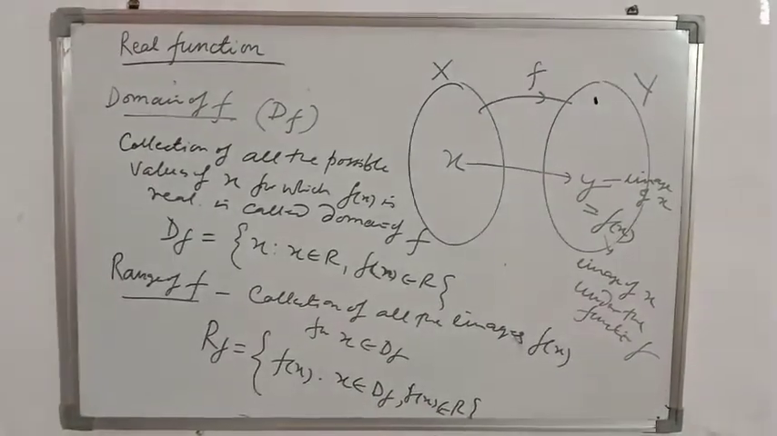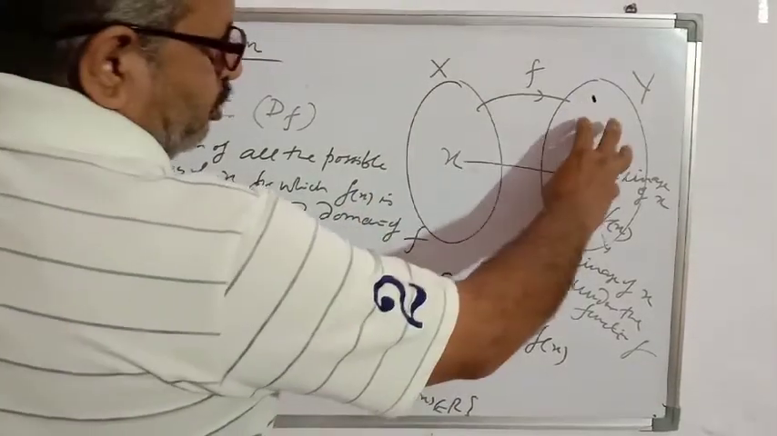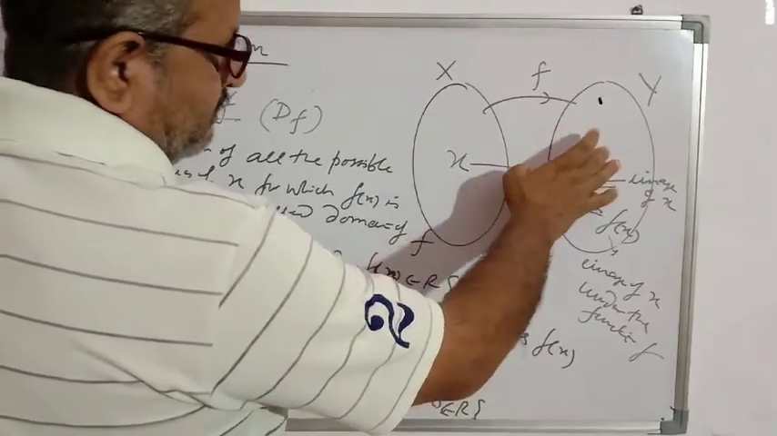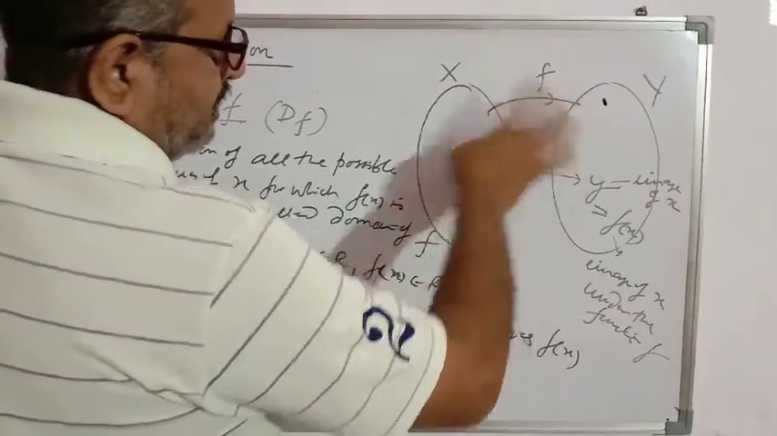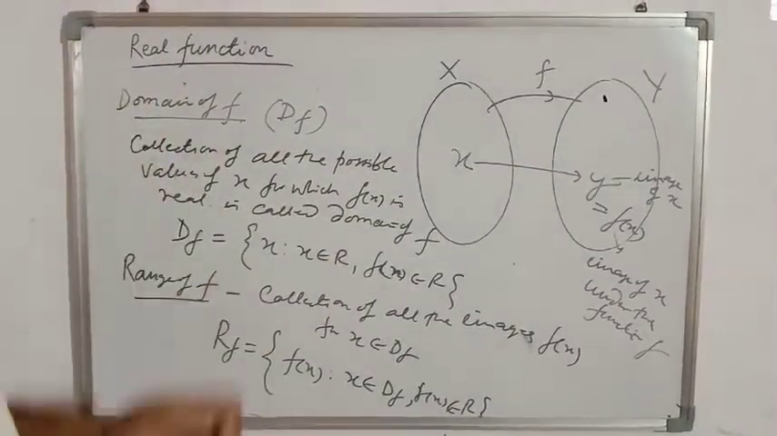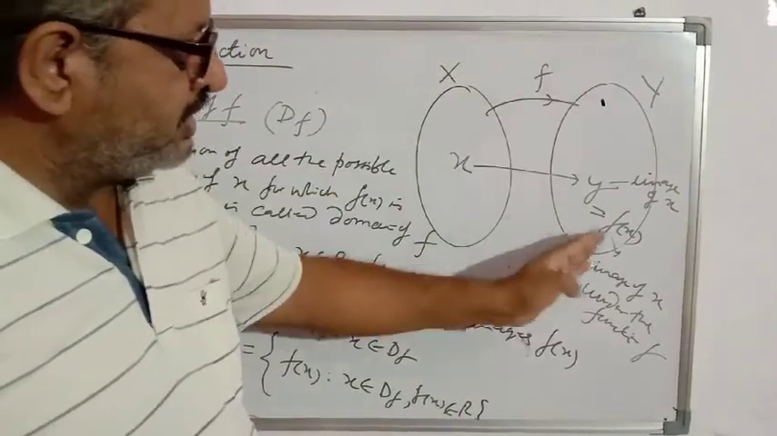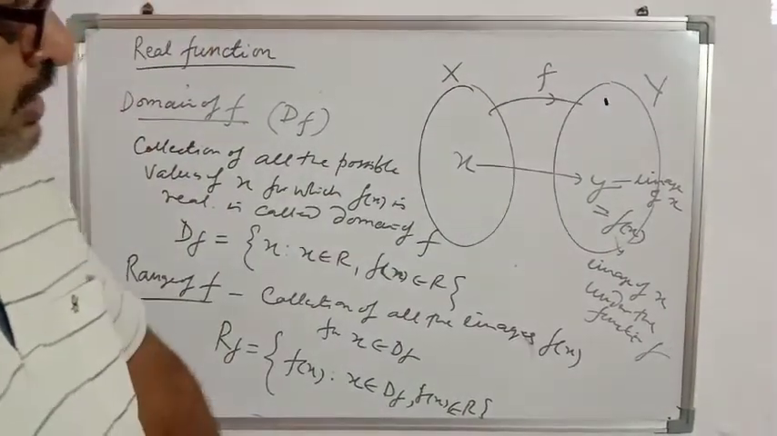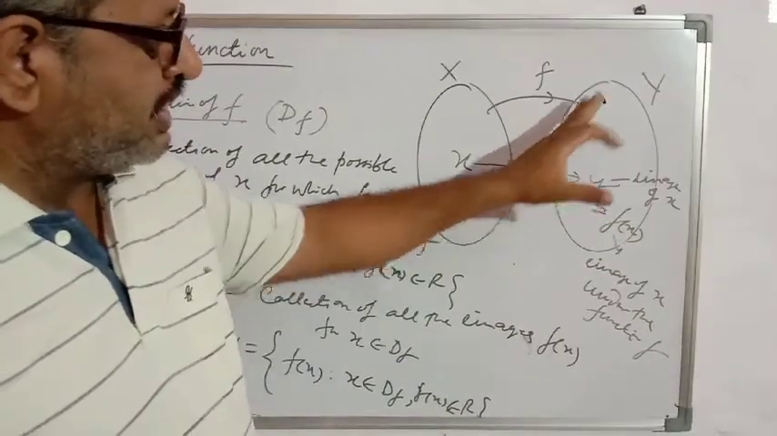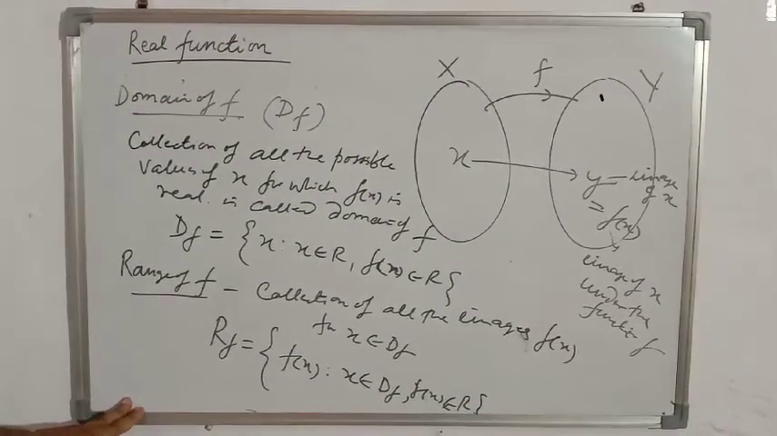So a real function means that if the domain and codomain are either the real number set or a subset of real numbers, then the function defined from one set to the other is called a real valued function or simply a real function. The whole set x is called the domain, the whole set y the codomain, and those elements of y which are associated with some elements of x, the collection of such elements, is called the range of the function.